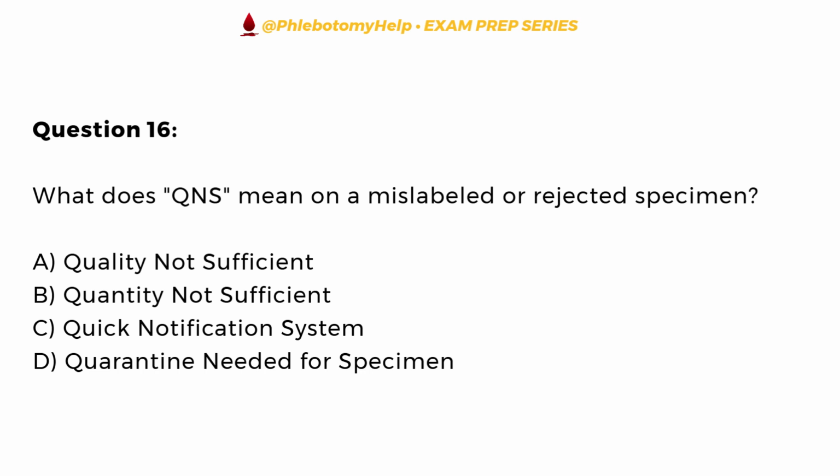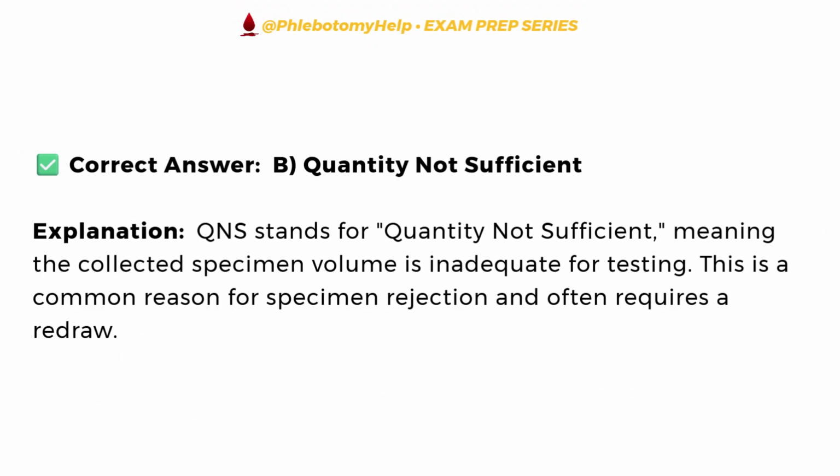Question 16. What does QNS mean on a mislabeled or rejected specimen? Is the correct answer A, B, C, or D? The correct answer is B, quantity not sufficient.